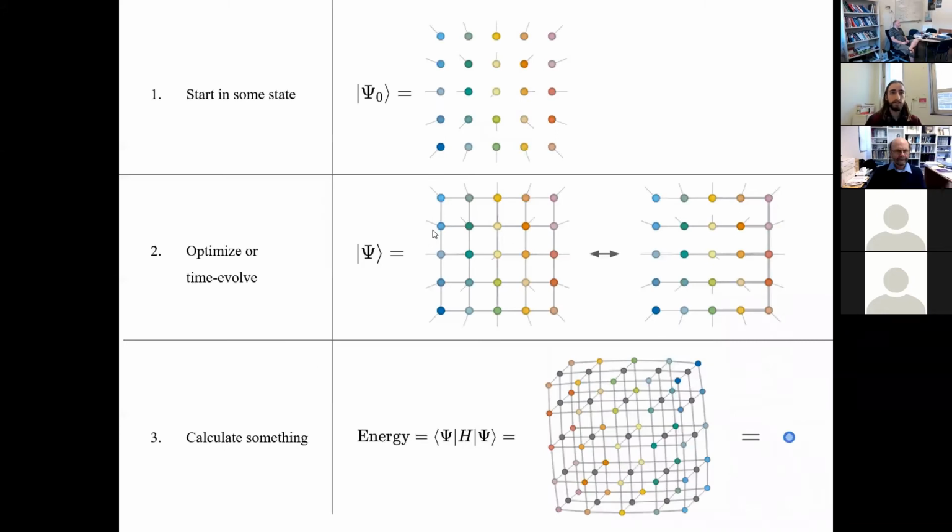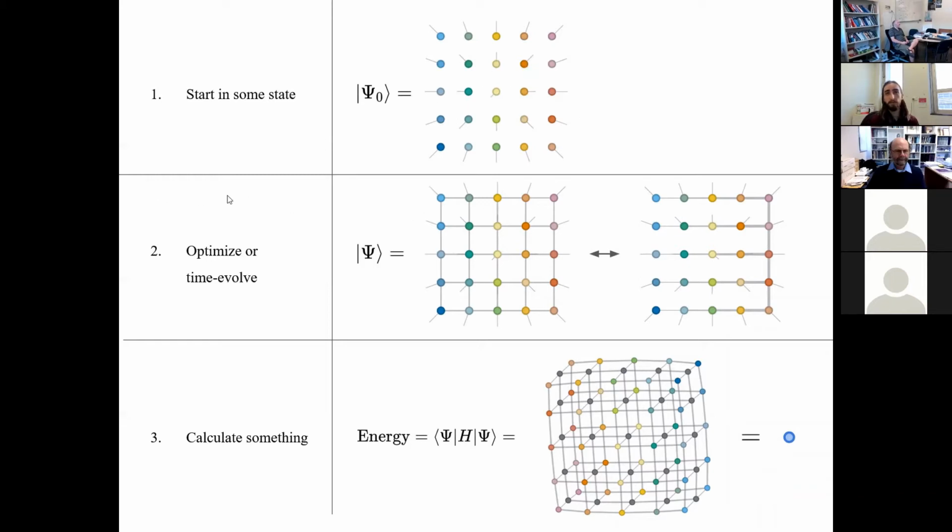So working with tensor networks often goes something like this, at least for condensed matter. You start in some state up here. Perhaps this state just represents a lattice of quantum spins. Initially, the state might be just a list of vectors like it is here with no entanglement, a tensor product state.